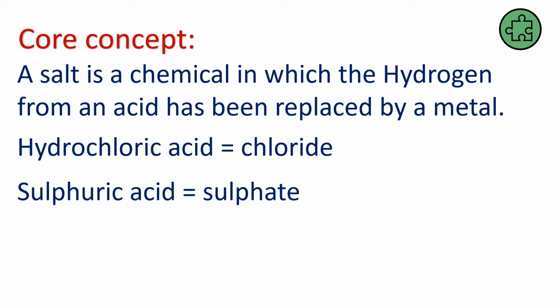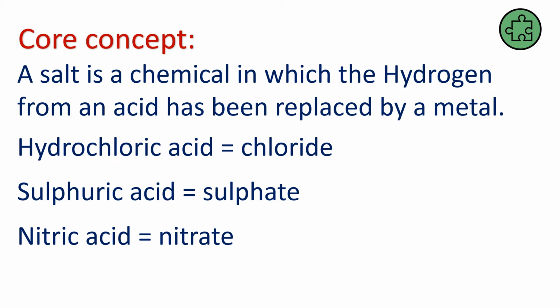Whenever you use sulfuric acid, you're going to make a sulfate salt, so the metal and then sulfate. And whenever you use nitric acid, you're going to make a nitrate salt, so metal plus nitrate. And those are the only three you'll ever be asked about. They don't ask you about any other acids.